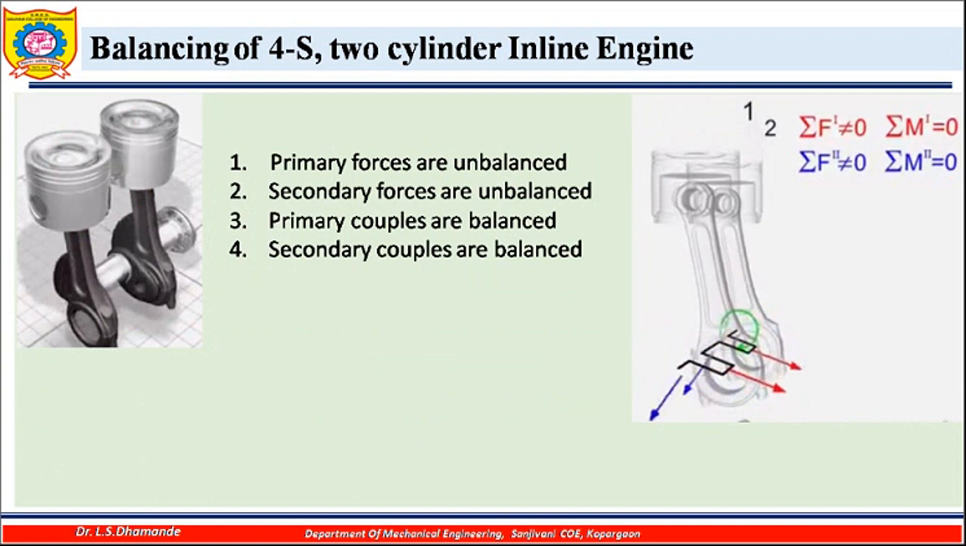Now if it is a 4-stroke two-cylinder inline engine, 4-stroke means the power stroke will occur in 2 revolutions. So we have the crank position of cylinder 1 here and the crank position of cylinder 2 here. Since 1 power stroke is there in 1 revolution, we can keep these cranks on the same side. But if you keep the arrangement like this, there will be a primary unbalanced force, because these forces act in the same direction, so they will get added and therefore it is not balanced.